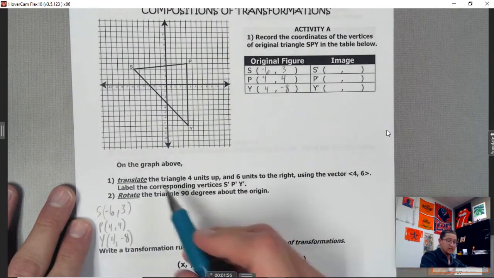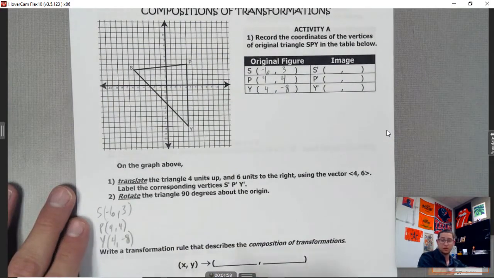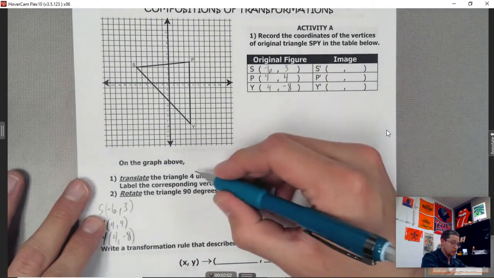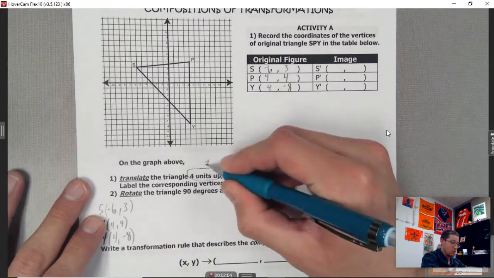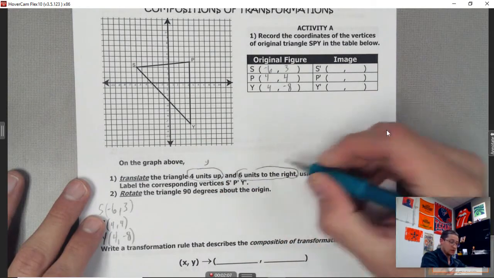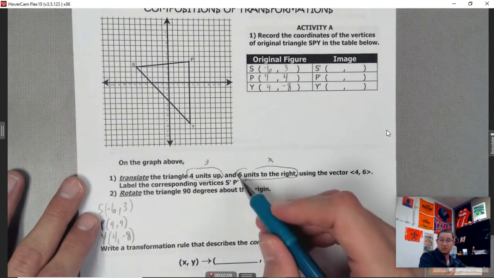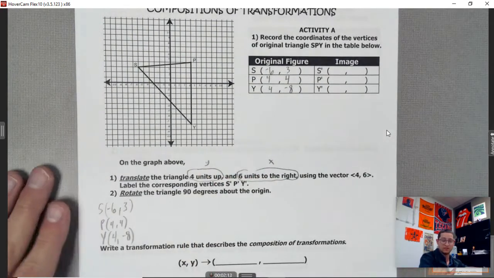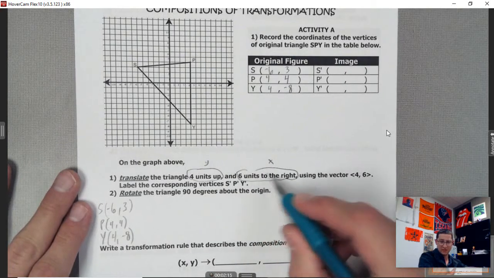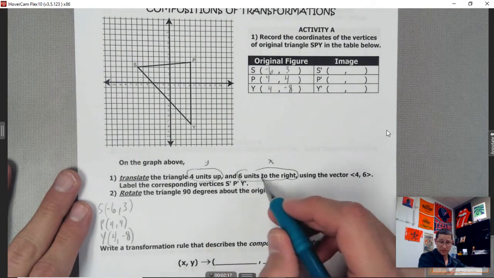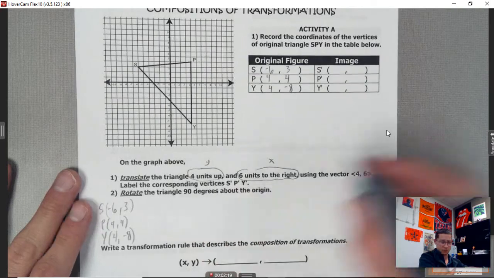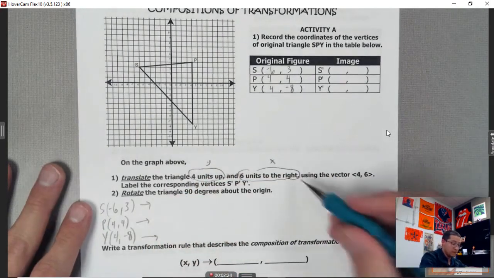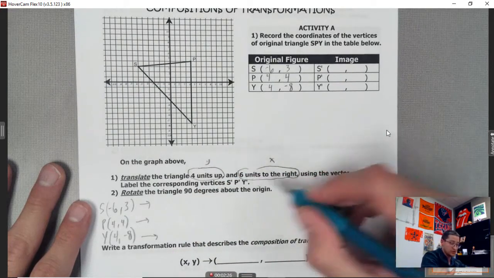Okay, and let's go ahead and take care of the vector part first. So let's do the 4 units up, 6 units to the right. This is going to be to my y, and this is going to be to my x. These are both positive. We're going to the right, that's positive. Going up, that's positive. So we're going to be doing plus 6 to my x, and then 4 units to my y. Let's take care of the x's first.